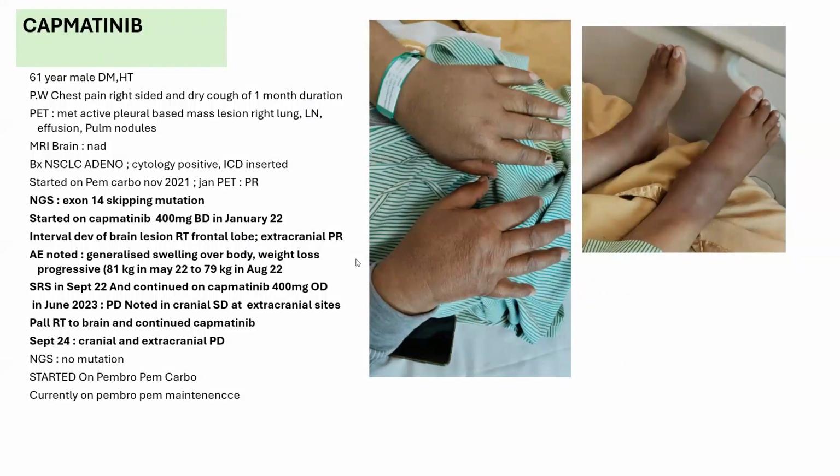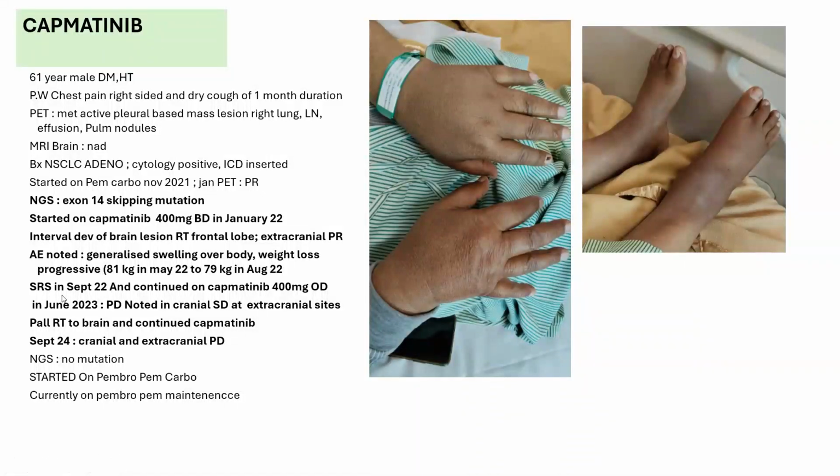Later the patient had an interval development of one single brain lesion, and there was a PR in the extracranial sites. So in this case, we continued with capmatinib and we gave SRS to the brain in September 22. The only adverse effect seen during this time was a generalized swelling over the body. In this picture, it is not that clear, but the patient still has skin thickening over both the feet and the hands, but it is not troublesome for the patient. There was also a weight loss, from 81 kg in May 22 to 79 kg in August 22. So SRS was done and the patient was kept on capmatinib.